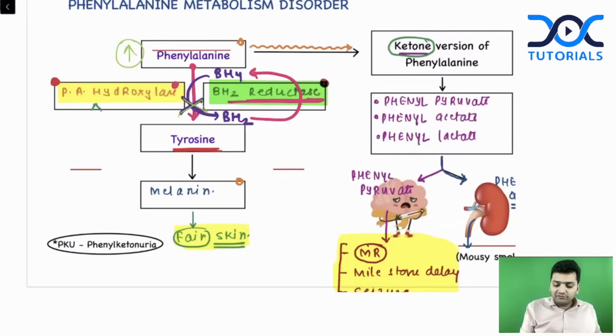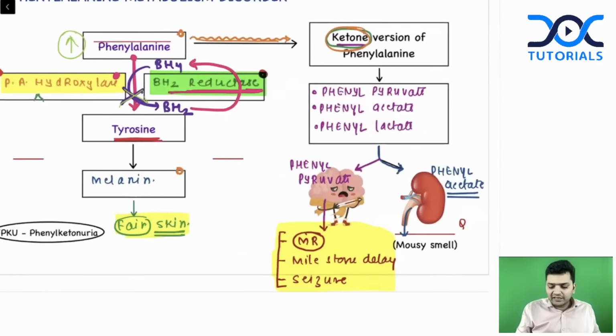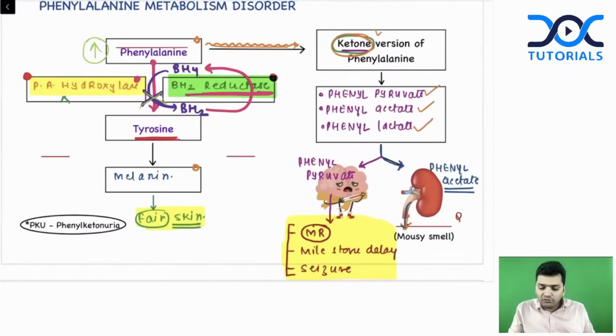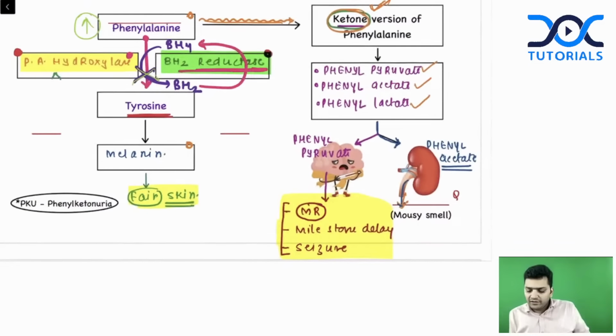And this phenylalanine will convert into its ketone version. The ketone versions of phenylalanine are phenyl pyruvate, phenyl acetate, and phenyl lactate, and these molecules will start coming in the urine. That is called phenylketonuria because the ketone version of phenylalanine is coming in the urine. Particularly, the one that has the mousy smell is phenyl acetate.